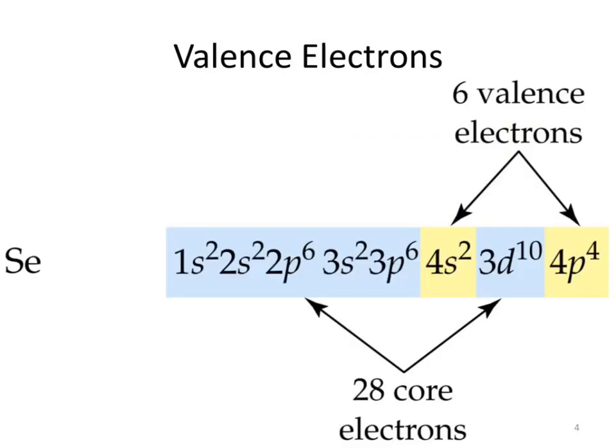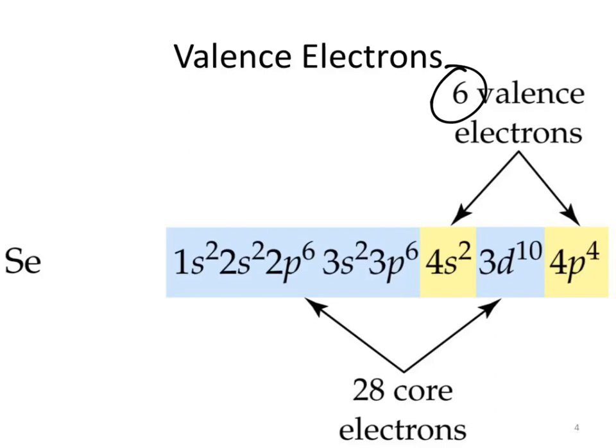Here I have selenium. It is in period 4, so we do have d electrons, but this is after the transition metals. So selenium is in group 6A. So in group 6A, I should expect to have 6 valence electrons, which I do.